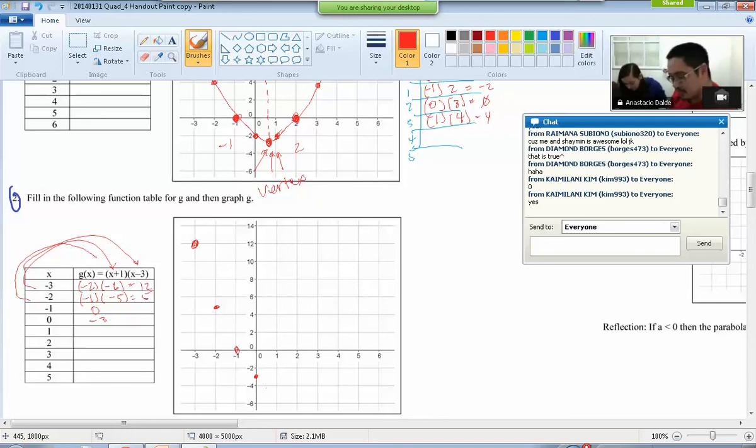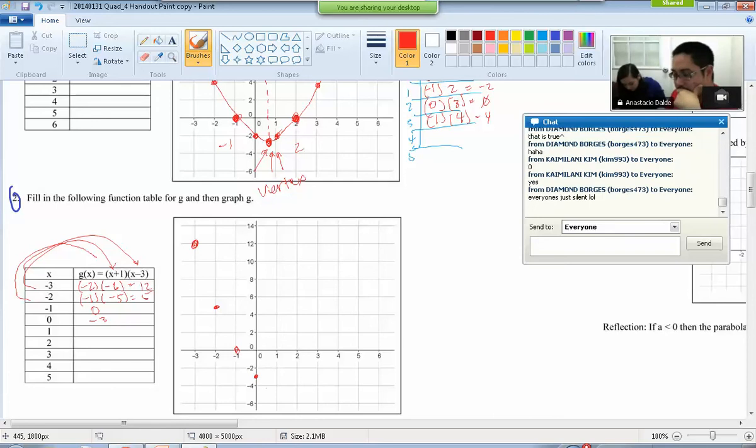Plug in positive 1 into there. Everyone's just silent. All right. If I plug in positive 1 in here, I get 2 times negative 2, which is negative 4. Awesome. All right, plug in 2 into there. So I've got 3 times negative 1, which is negative 3. Okay. Filling out the rest of this graph is going to be easy, by the way. I'm just letting you know. If I plug in 3, what do I get?